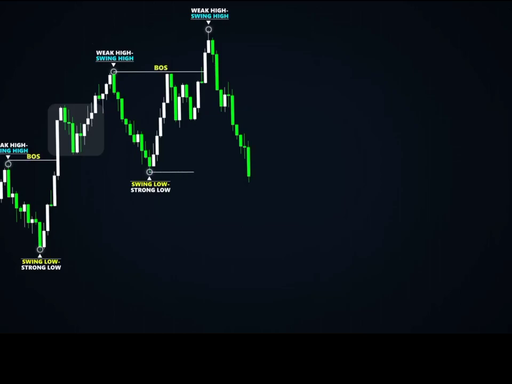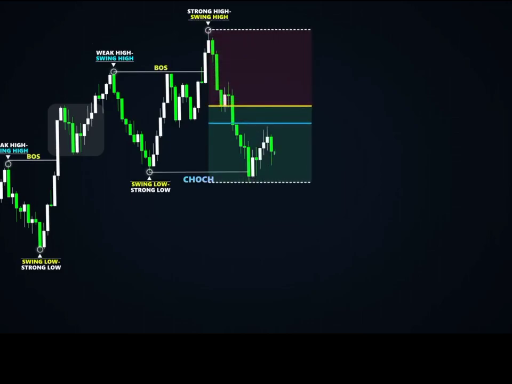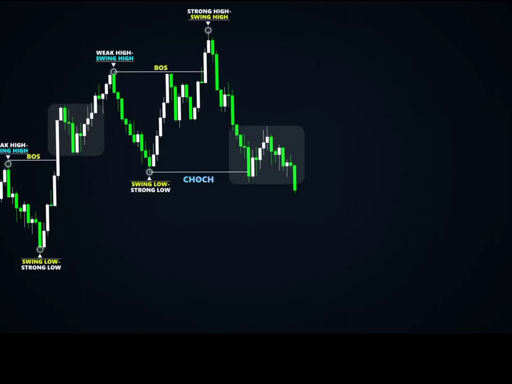This gives us a change of character. After a change of character, the trend might be shifting, so the previous weak high becomes the new strong high. Let's keep tracking. Price pulls back slightly. Draw your Fibonacci from the new strong high to the low of the pullback. This time though, price doesn't touch the 38.2% level. So, again, it's not a valid pullback. It's just noise or minor continuation.